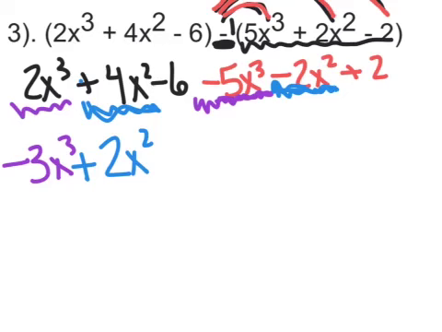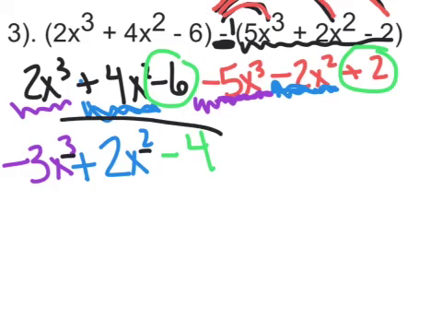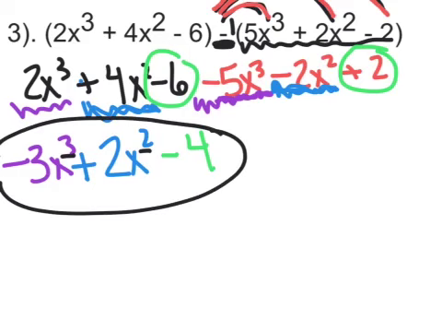Then we have a constant here, a negative 6. So any other constants or plain numbers, a positive 2. So negative 6 plus 2 is a negative 4. Look and see if they're in descending order, which they are, because you have an exponent of 3, an exponent of 2, and no exponent on the end. So your final answer is negative 3x cubed plus 2x squared minus 4.